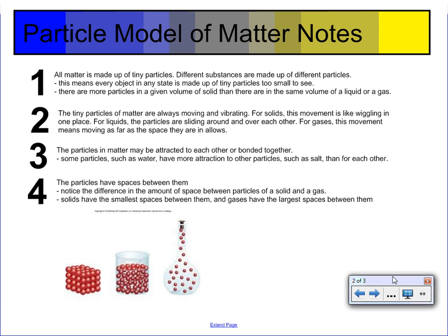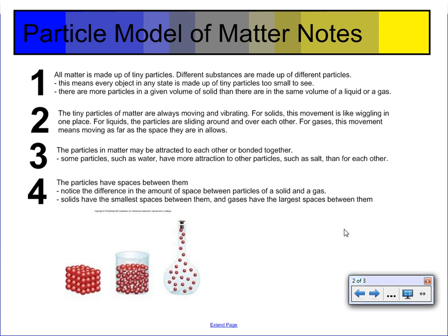2. The tiny particles of matter are always moving and vibrating. For solids, this movement is like wiggling in one place. For liquids, the particles are sliding around all over each other. And for gases, this movement means moving as far as the space allows.